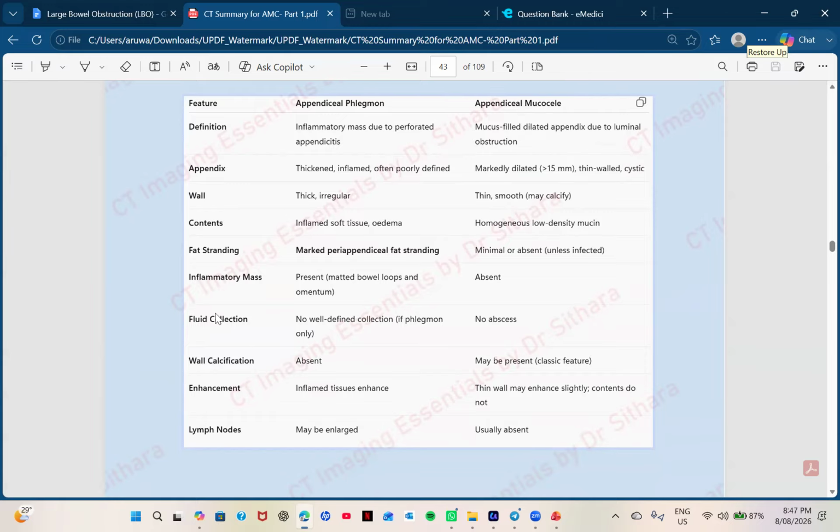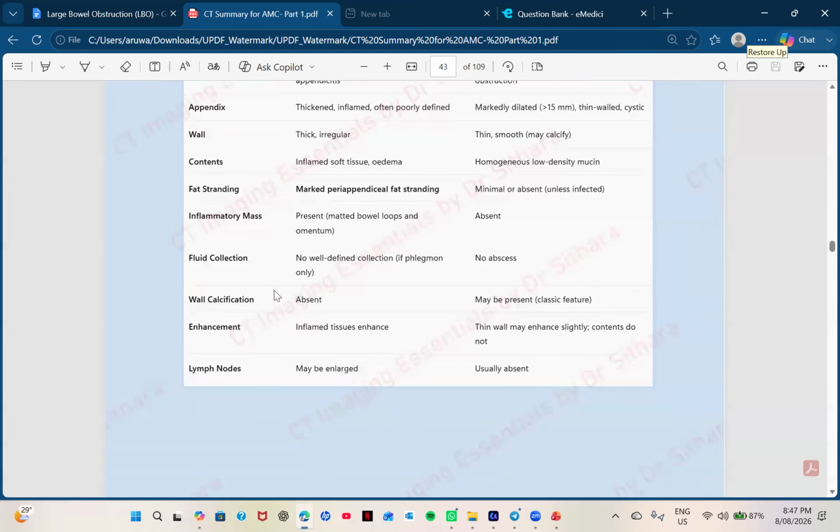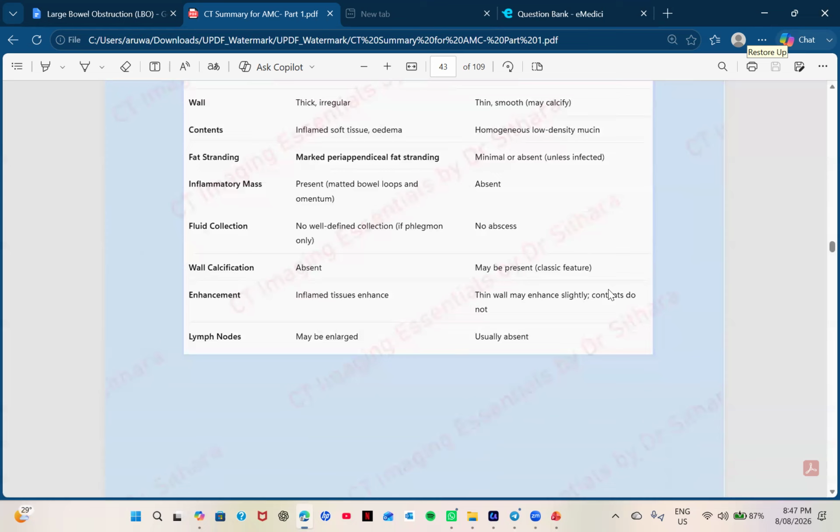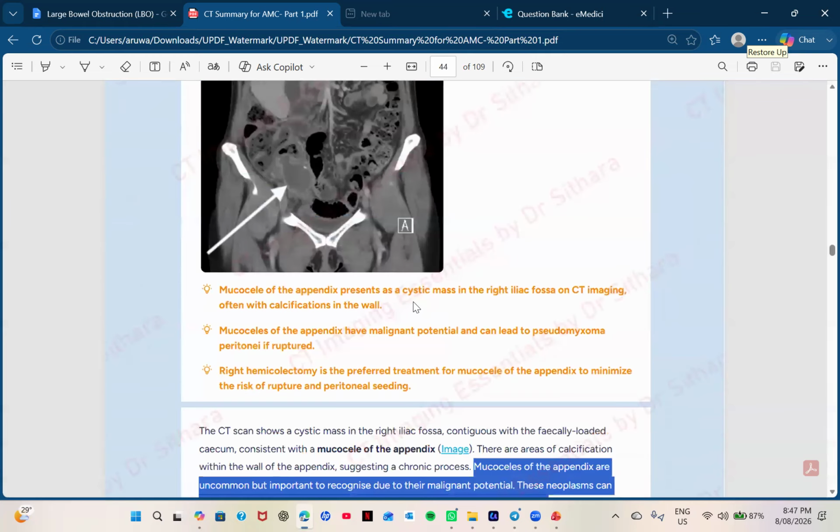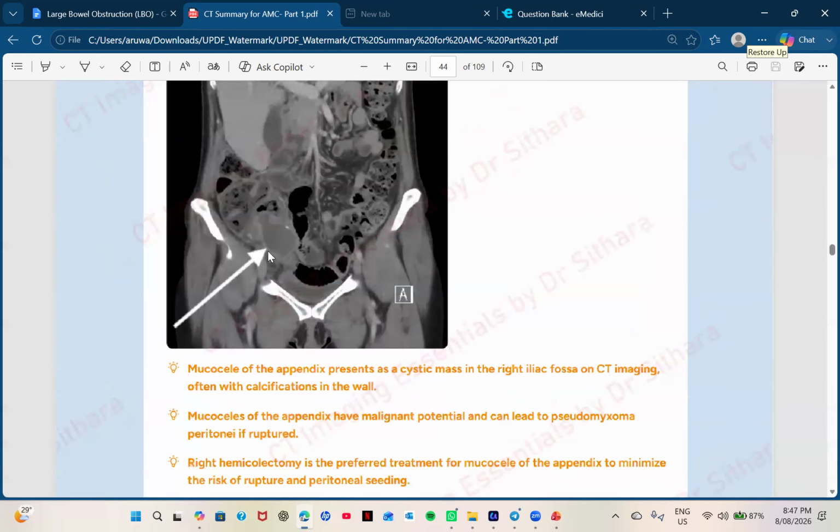Okay, in phlegmon there's no fluid collection, but if it converts to an abscess, in that case there can be a fluid collection, right? Here, periappendiceal fat stranding is marked; in mucocele it may be minimal or absent, okay? Then wall calcification, absent here, may be present like that here. And this is the picture you can see here. Can you see it's a mucocele of the appendix, right? Mucocele of the appendix, cystic area of the appendix here.